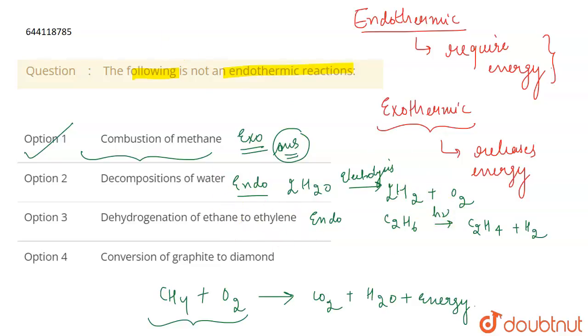So this is endothermic. Talking about the last reaction, which is conversion of carbon from graphite to diamond, you have carbon in the graphite form, and you have to convert it into carbon in the diamond form. Again, you have to supply heat. So this is an endothermic reaction again. So the one which is not is option 1. That's all for the question.